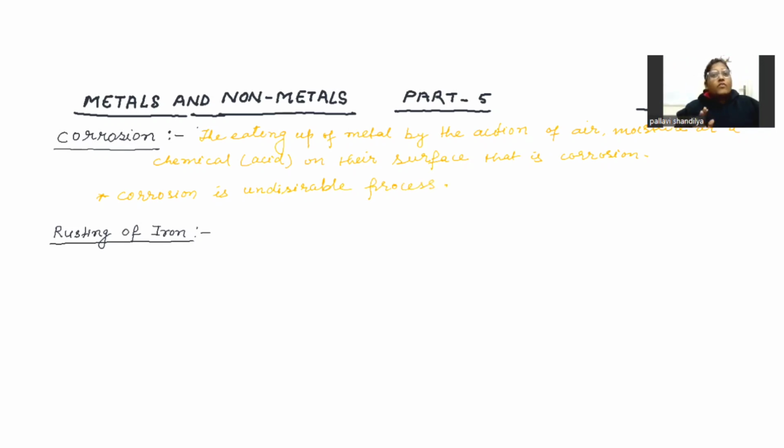And the corrosion of iron is known as rusting. So here, rusting of iron. What is rusting of iron? Corrosion of iron is known as rusting. When iron comes in contact with air and moisture, we can see a red brown layer on the surface of that iron. That is known as the rusting of iron.